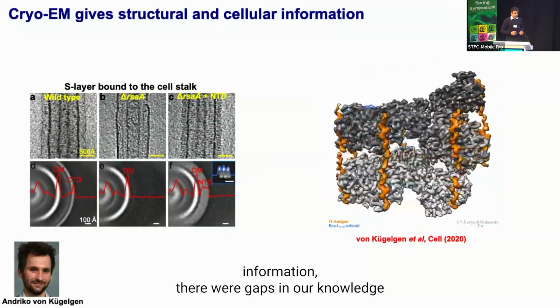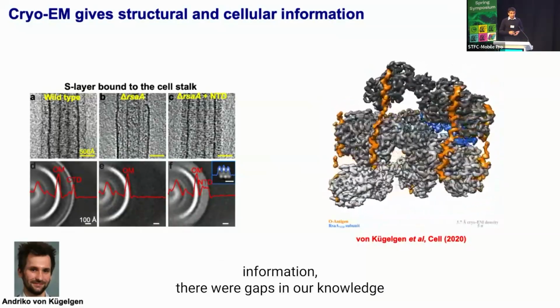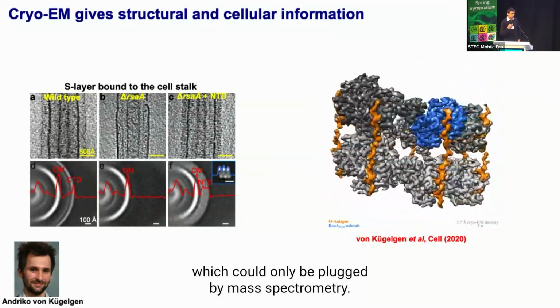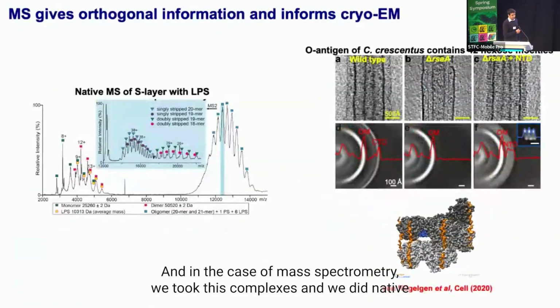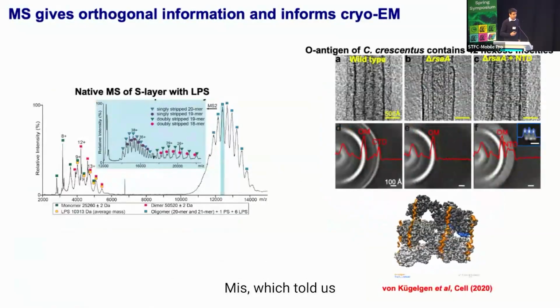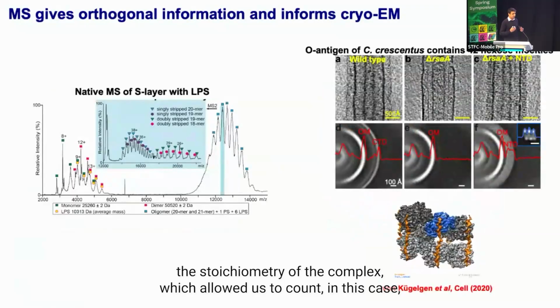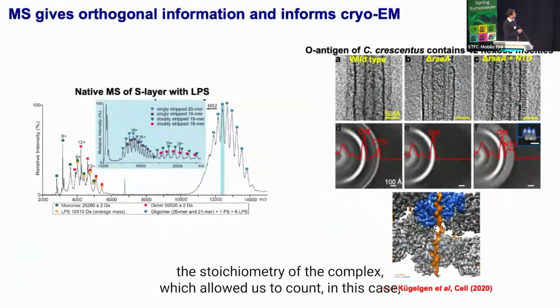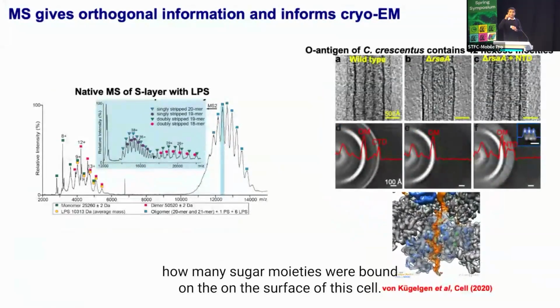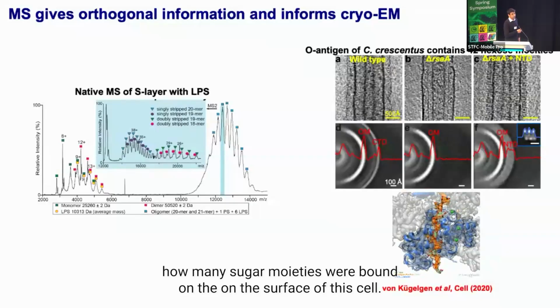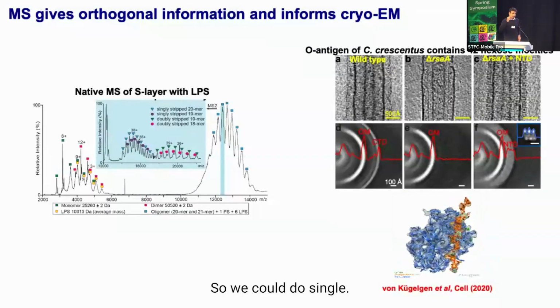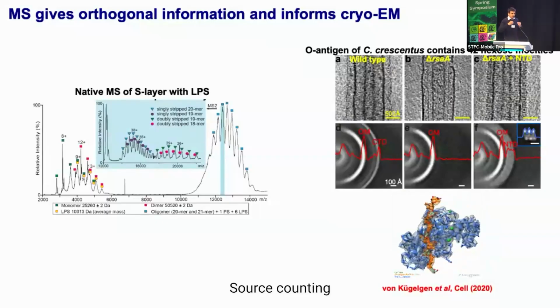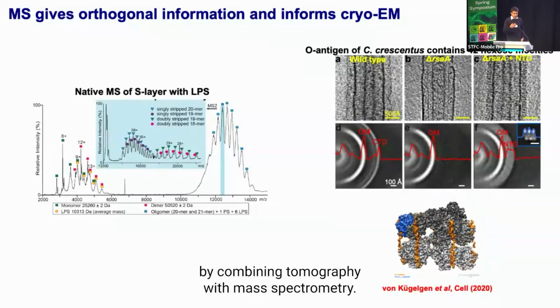Despite all this structural information, there were gaps in our knowledge, which could only be plugged by mass spectrometry. In the case of mass spectrometry, we took these complexes and did native MS, which told us the stoichiometry of the complex, which allowed us to count how many sugar moieties were bound on the surface of this cell. It was actually 42 hexose moieties, so we could do single hexose counting by combining cryo-electron tomography with mass spectrometry.